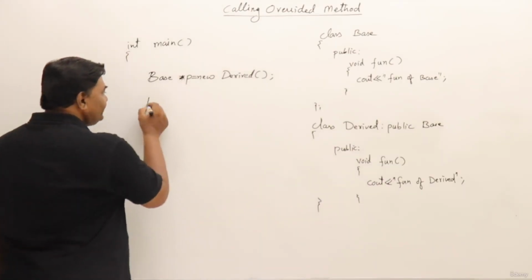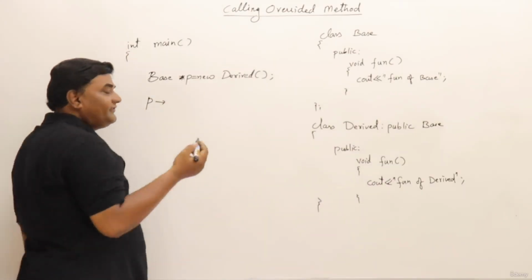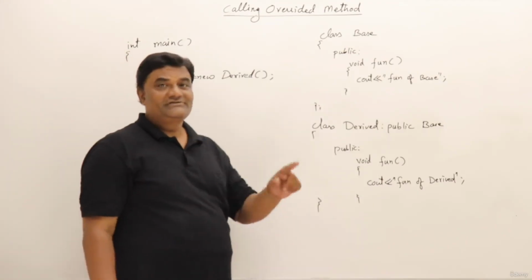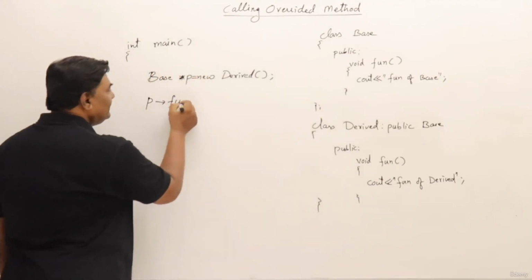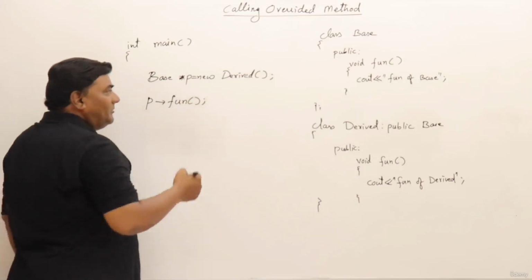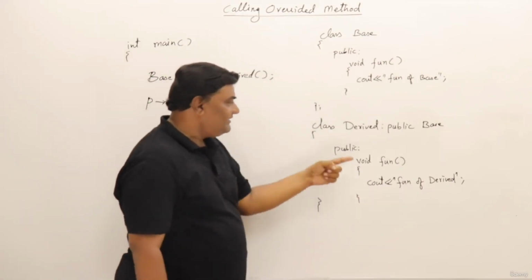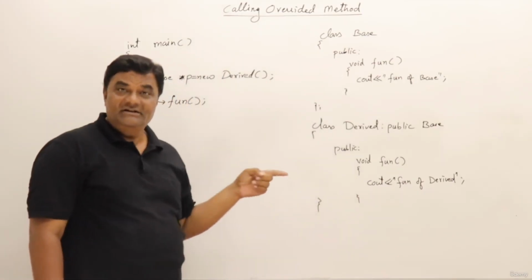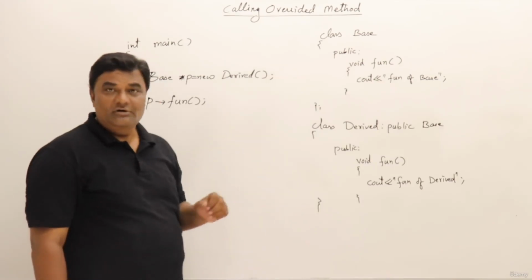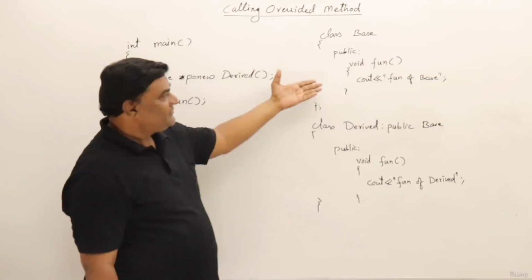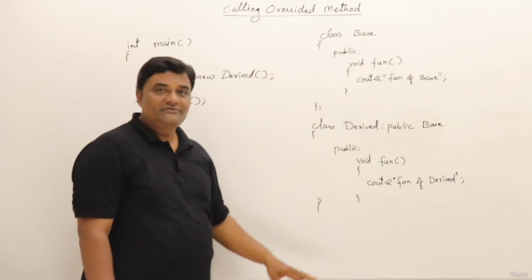Now, using base class pointer, I can call which function? I can call only those functions which are present in base class. So what is the function present there? Fun. I can call that function. But that function is overridden in derived class also. It's available in derived class also. Right? So there are two copies now. In base class also that function is there, in derived class also function is there.